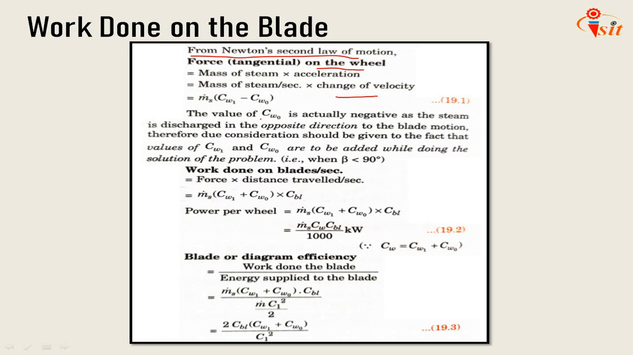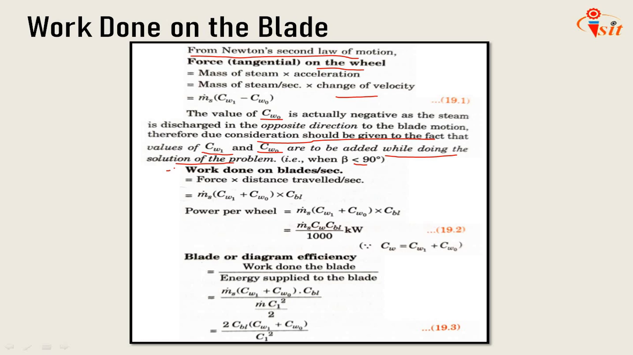Now the value of CW0 is actually negative, as the steam is discharged in the opposite direction to the blade motion. Therefore, due consideration should be given to the fact that the values of CW1 and CW0 are to be added while solving the problem, that is when beta is less than 90. At that time we need to consider CW1 and CW0.